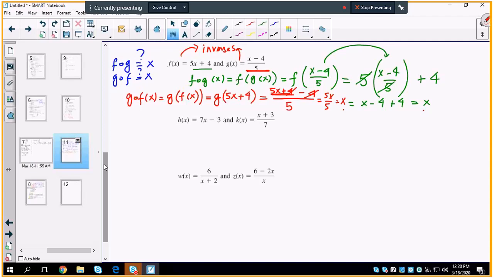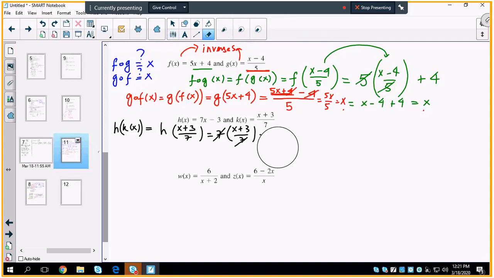Let's do it with h and k. So again, you are going to do h of k of x, and you will get h of x plus 3 over 7, which is 7 times x plus 3 over 7. So 7 and 7 will cancel, and I forgot the minus 3, I'm so sorry. So if you look at your h is 7x minus 3. So it will be 7 times x minus 3. Then you cancel the two 7s. You get x plus 3 minus 3, which is x. So one side is good.